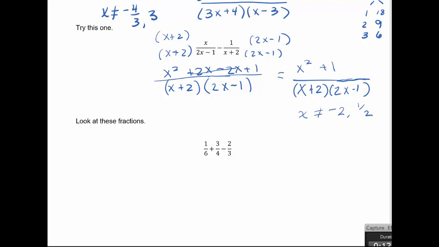Look at these fractions. We have 1/6 plus 3/4 minus 2/3. So you have 3 denominators here, and you're trying to get a common denominator. You always want to go with your LCD, your lowest common denominator. So let's think of a number that we could divide 6, 4, and 3 into. Well, if you look at your largest number, 6, 4 does not go into 6. So the next multiple of 6 would be 12, or 6 times 2 is 12. So does 4 go into 12? It does. And does 3 go into 12? It does. So let's put 12 as our common denominator.